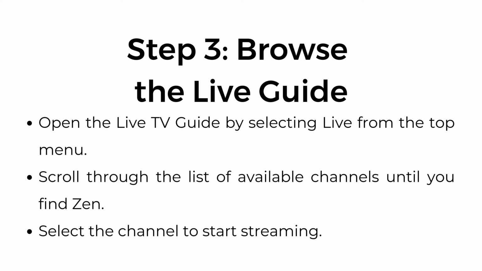Step number 3, browse the live guide. Open the live TV guide by selecting live from the top menu. Scroll through the list of available channels until you find Zen. Select the channel to start streaming.